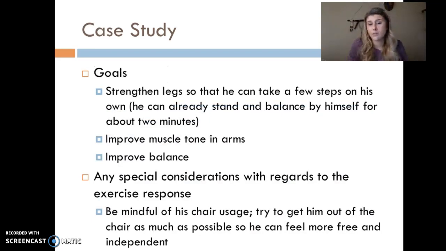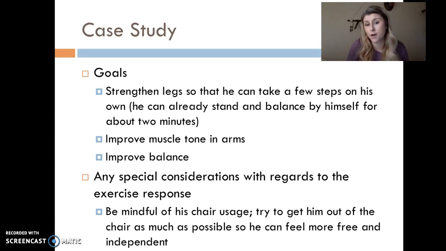He actually is able to stand and balance by himself for 2 minutes already. So his next goal for himself is to be able to strengthen his legs so that he can actually take a few steps on his own if he needs to. He also wants to improve his muscle tone in his arms.